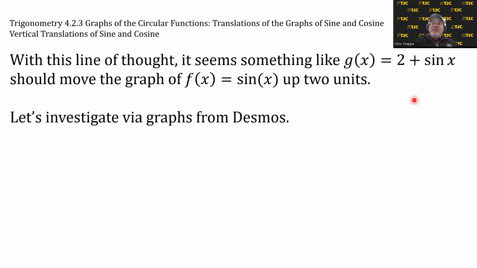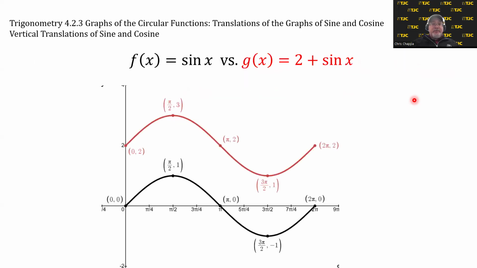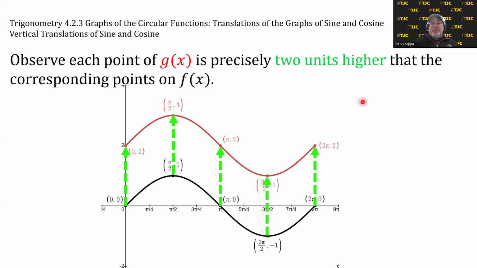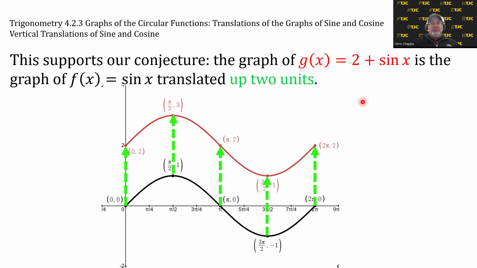Let's investigate via graphs from Desmos. And here they are. The black one is the original, and the second one is with the 2 plus in front. And it does look like the red one is precisely 2 units higher than the corresponding points on the black one. So that's pretty easy. To move down, it would have to be negative. We'll say that in a moment. This supports our conjecture. The graph of g of x equals 2 plus sine of x is the graph of f of x equals sine of x translated up 2 units.